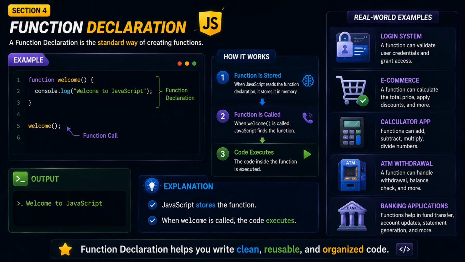Section 4. Function declaration. A function declaration is the standard way of creating functions. Example: function welcome, console.log("Welcome to JavaScript"), welcome(). Output: Welcome to JavaScript. Explanation: JavaScript stores the function. When welcome is called, the code executes.